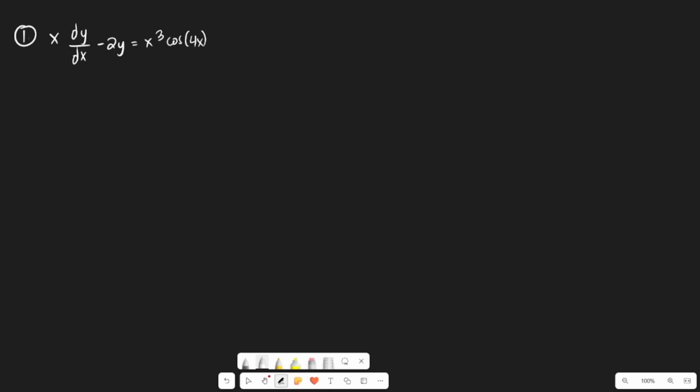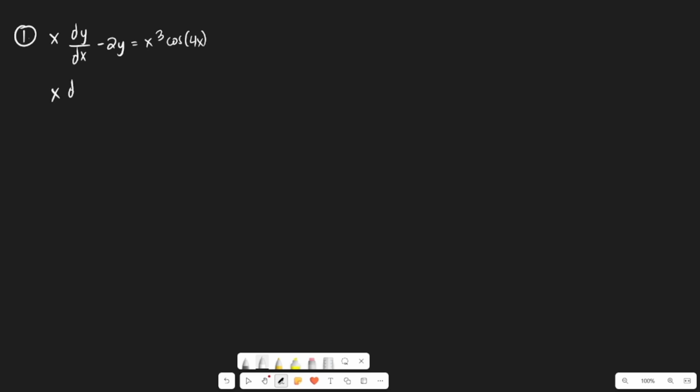Okay, so now let's have our first example for FOLDE. We have x dy dx minus 2y is equal to x cubed cosine 4x. What we're going to do here is first find a standard form for the FOLDE. In order to do that, let's first try to mix in everything we have.